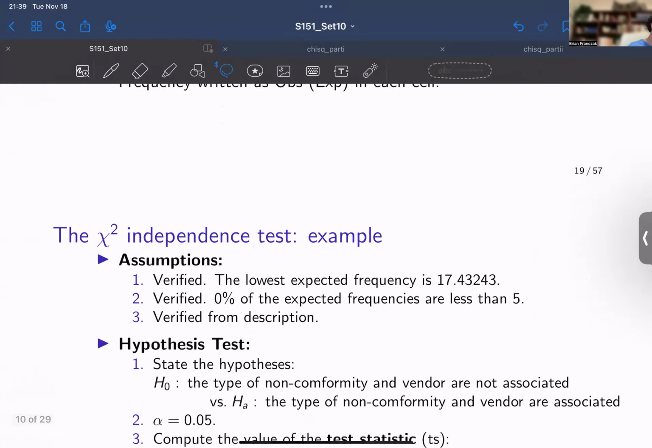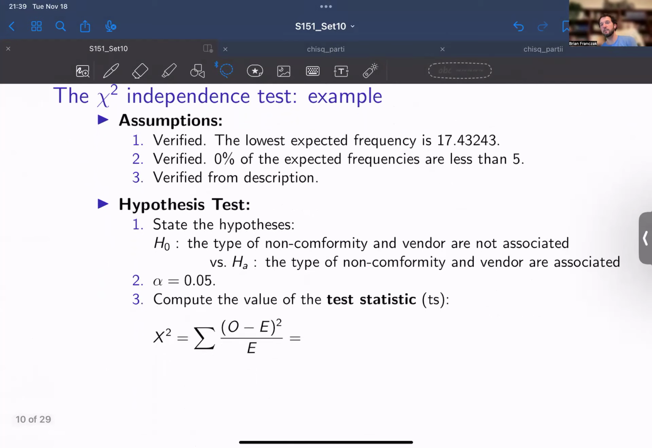Oh, sorry. Okay, so our assumptions are exactly the same. The first assumption is that no expected value is less than 1, right? So our lowest expected value is 17.43243, which is bigger than 1. So everything is greater than 1. So we can check this off.